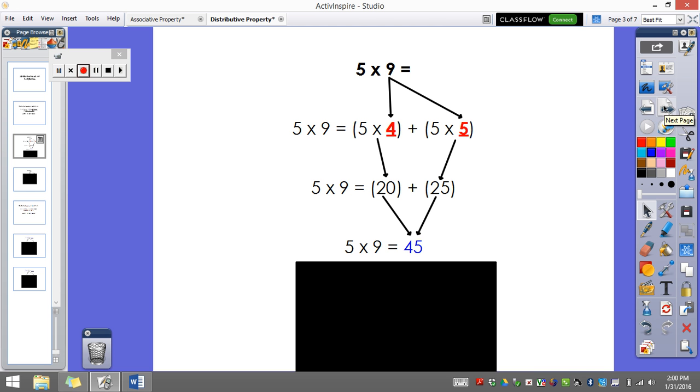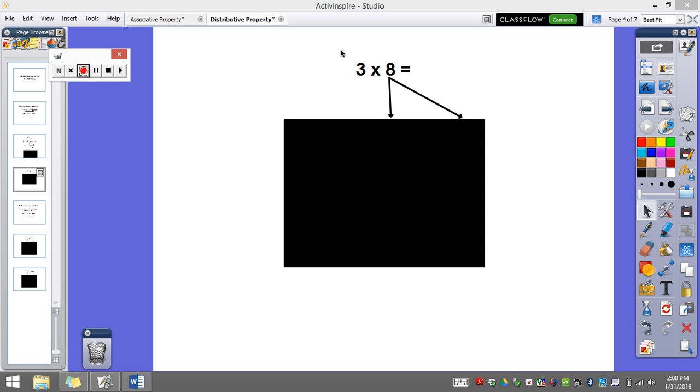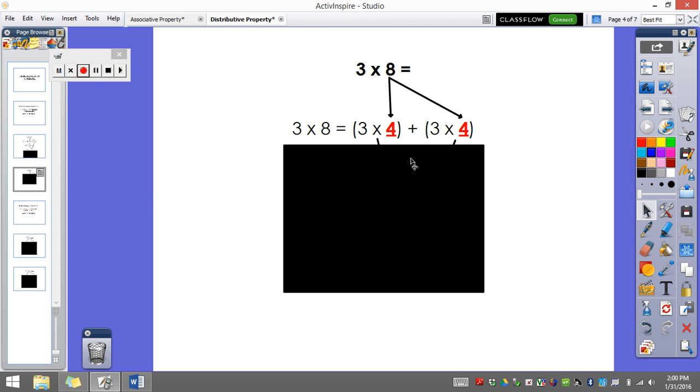If we look at another example, here we have 3 times 8. We have to ask ourselves, how can we decompose or break down 8? So I'm going to decompose or break down 8 by using 4s. 3 times 4 plus 3 times 4.